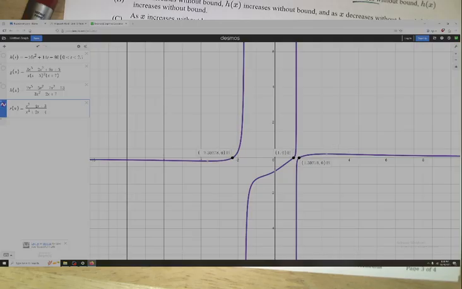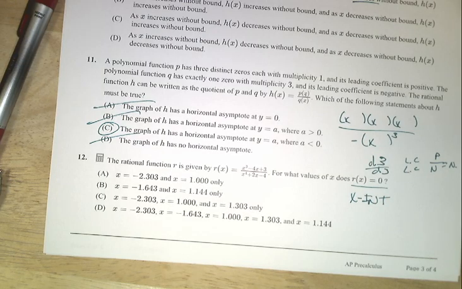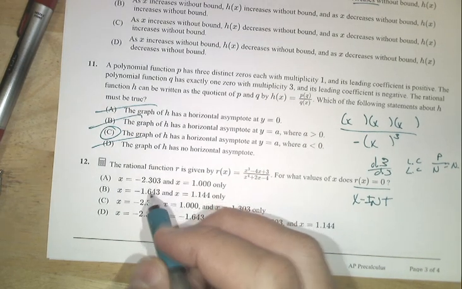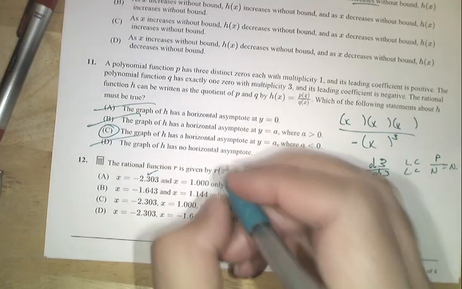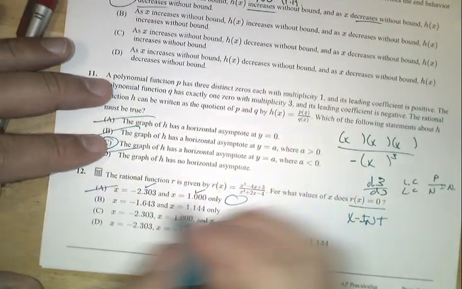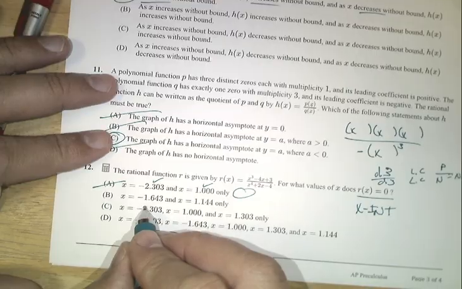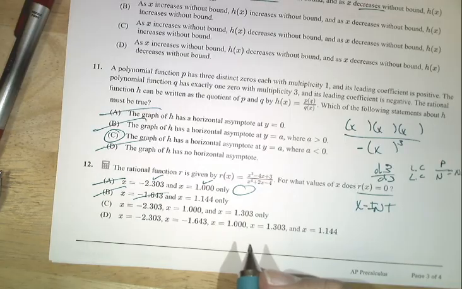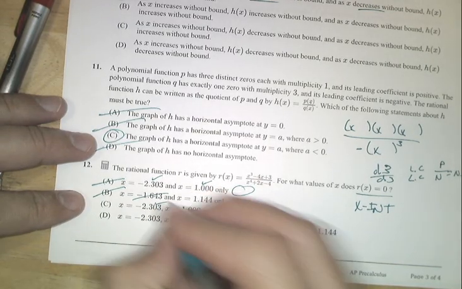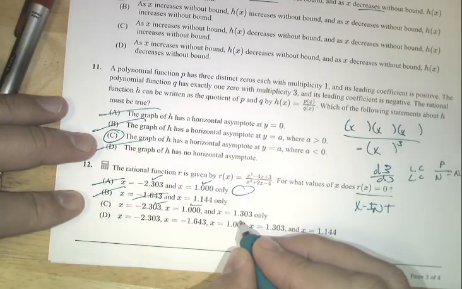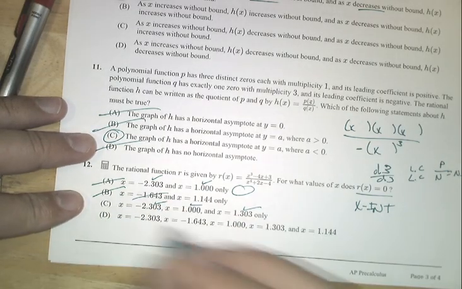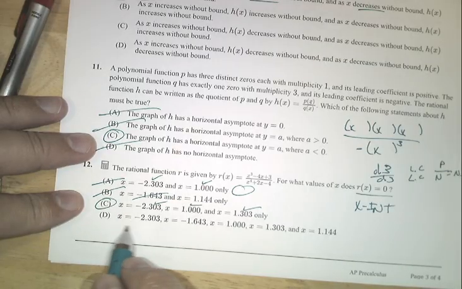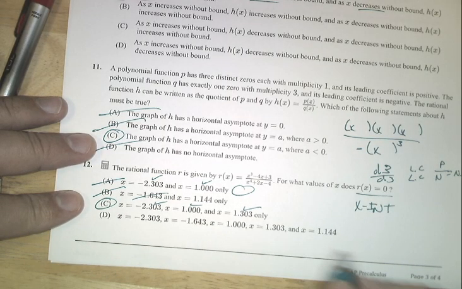Let's see what our multiple choice options are. We have at negative 2.30, that one is correct. And at 1, but we are missing something, so it can't be A. There should be 3. Negative 1.6, that wasn't on my graph, so it can't be that one. Negative 2.3, that one's good. That one's good. And 1.303, that one is good. So that's all 3. That's probably it. No, okay, there's way too many there. So it's got to be C.